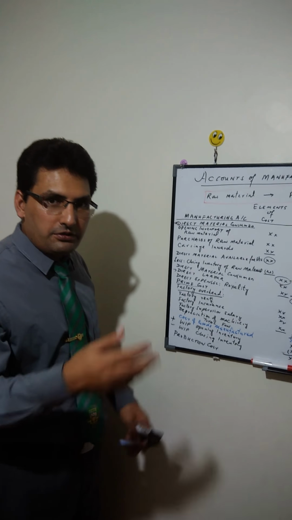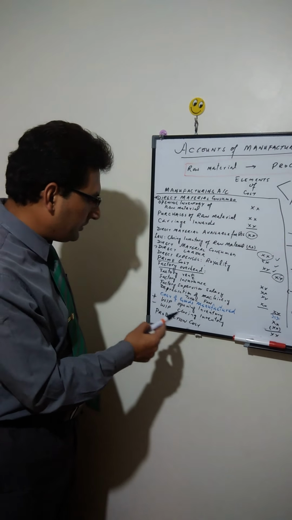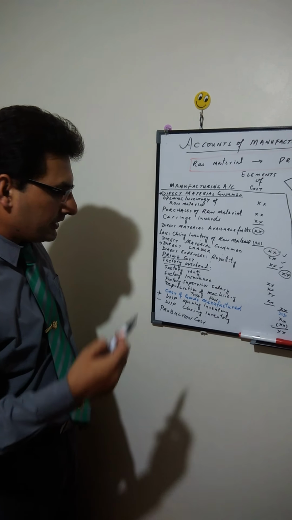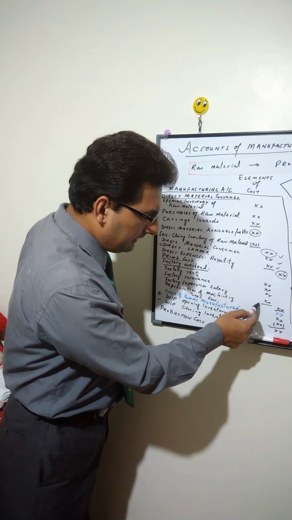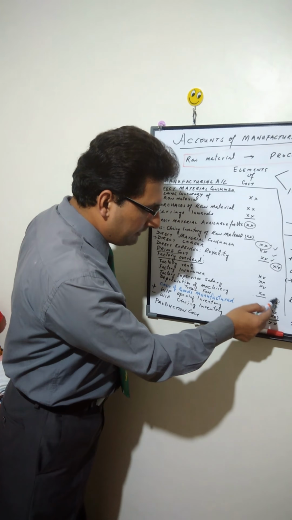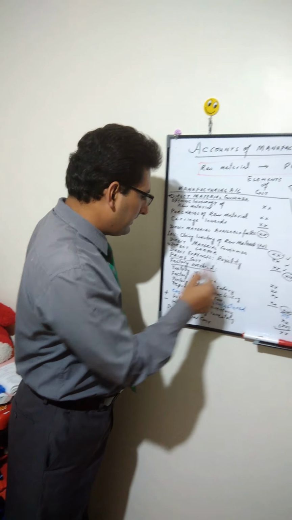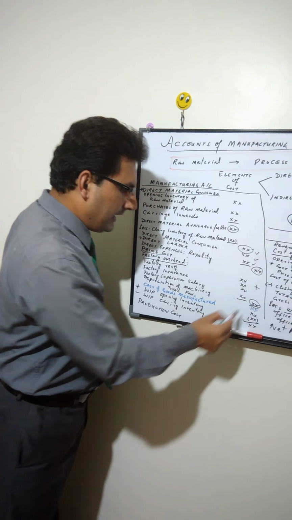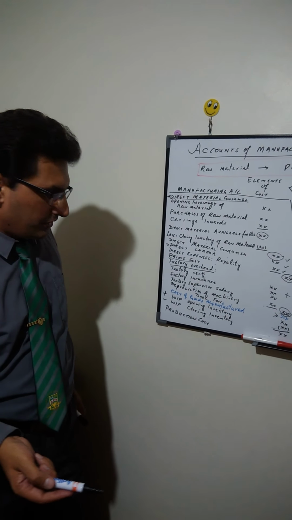Factory overhead, I told you earlier, is all the indirect expenses. So indirect expenses: factory rent, factory insurance, factory supervisor salaries, depreciation of machinery and equipment. All this we record straight away here, and then we add together. This will be our total factory overhead. Total factory overhead and your prime cost added together, whatever we get here is actually the cost of goods manufactured.